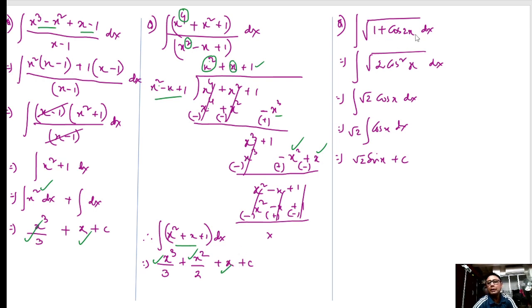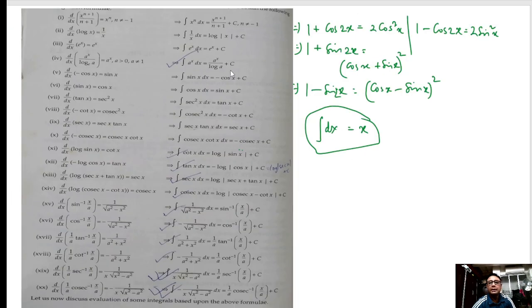Similarly, root over 1 plus cos 2x. Now 1 plus cos 2x is 2 cos square x. So root 2 will go out. Cos x, its integration is sine x. Please keep note, that's why we are telling that the integration of cos x is sine x. Clear? So let's see the next sum.